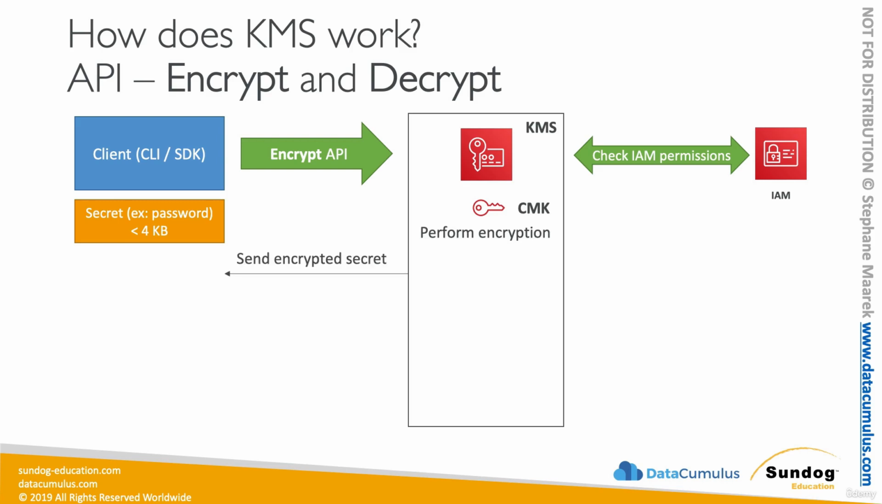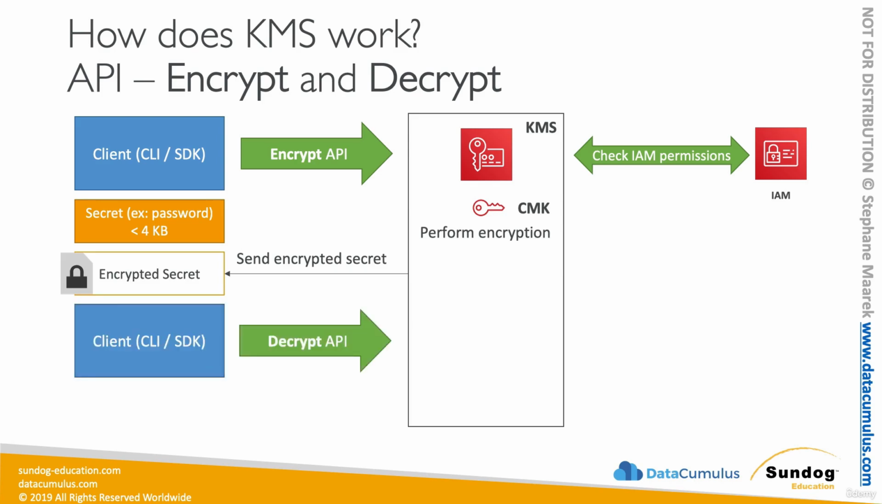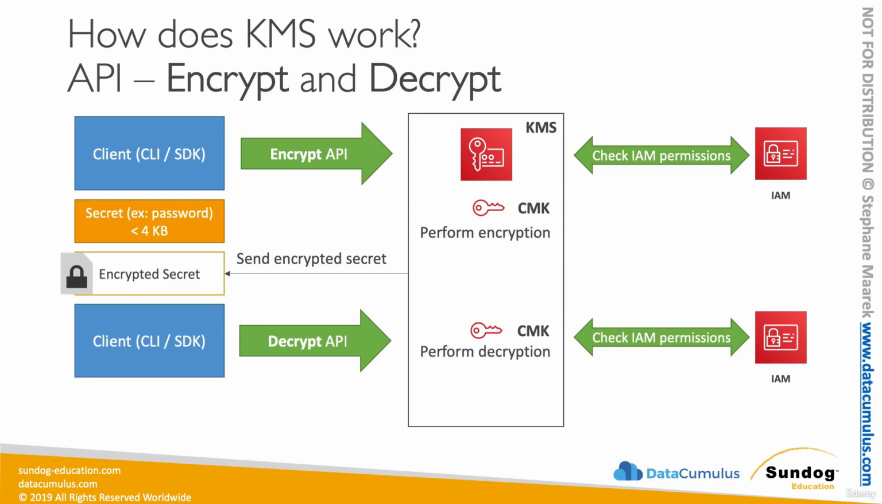On our end, we have never seen the CMK, we just sent something and we received back an encrypted secret. So we're going to store that encrypted secret, and later on, our application needs to decrypt that secret. We're going to use the CLI or the SDK again, issue a decrypt API call, and using the same CMK, again, KMS will check the IAM permissions, making sure we do have the decrypt access, and also look at the key policy. Then the decryption will happen, and it will send us back the decrypted secret in plain text. So this is how it works.